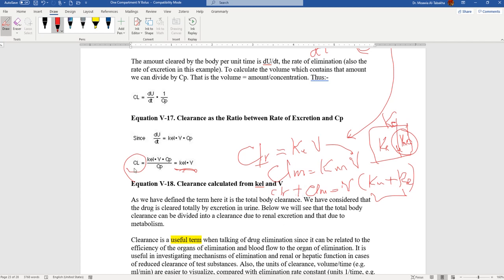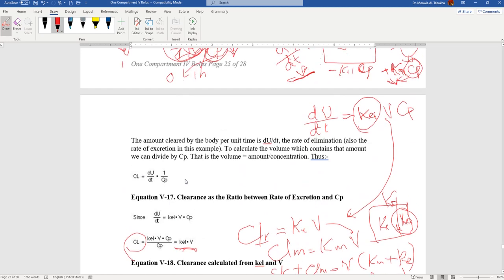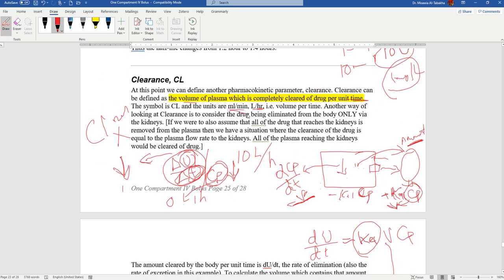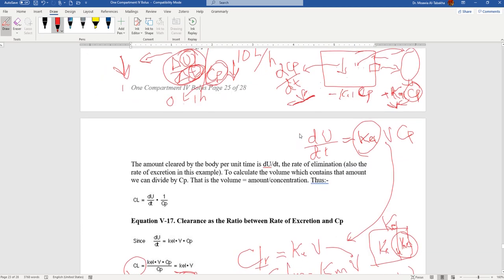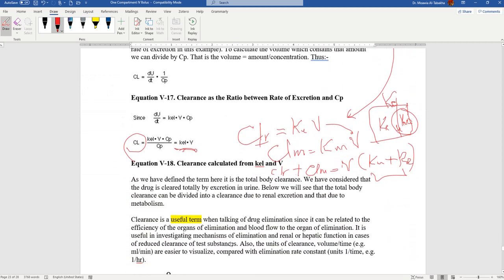Now I told you previously that clearance is even more important than KEL. One of the reasons for this is that the units are easier to imagine and visualize. Look, when I told you 10 liters get cleared, completely cleared of drug, you can imagine that in 1 hour 10 liters out of 100 liters get completely cleared of drug. Okay? The other thing, it can be related to the efficiency of the organs of elimination.